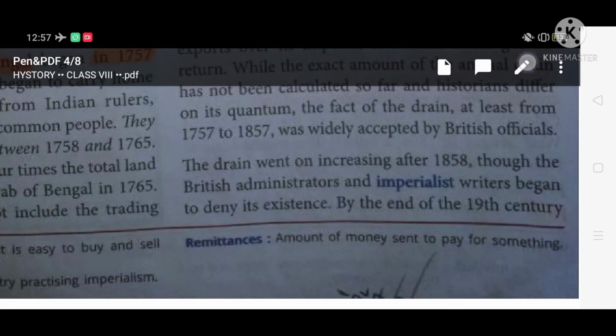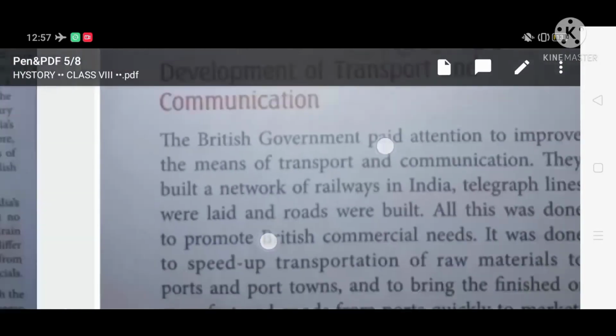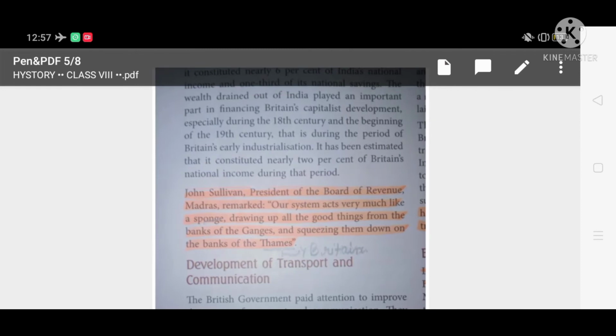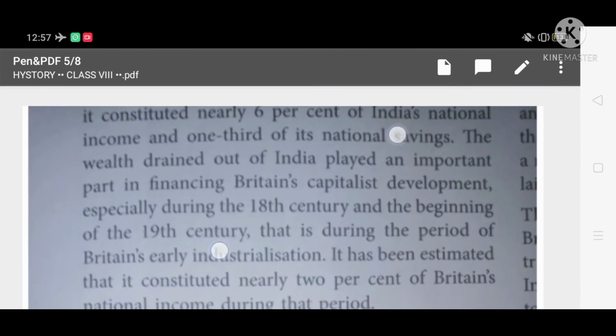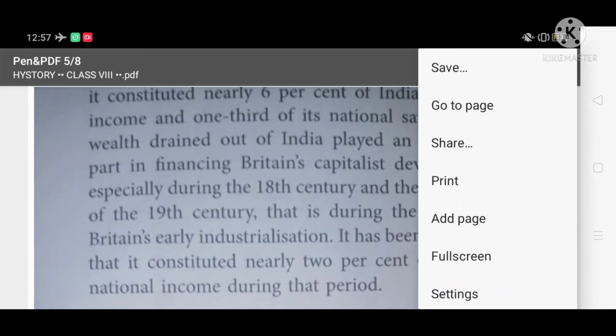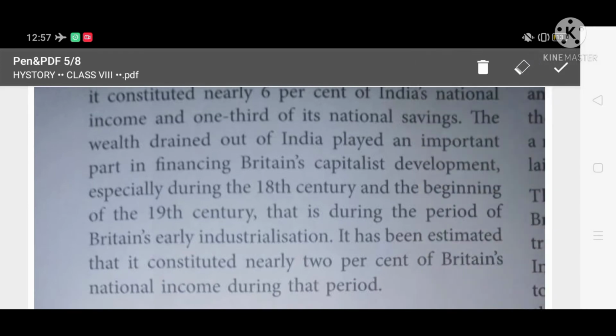In 1857, what happened? The Great Uprising happened, which you should see in the next video. After that, through the British administrators and imperialists, writers began to deny the drain's existence. By the end of the 19th century, it amounted to nearly 6% of India's national income and one third of its national savings.